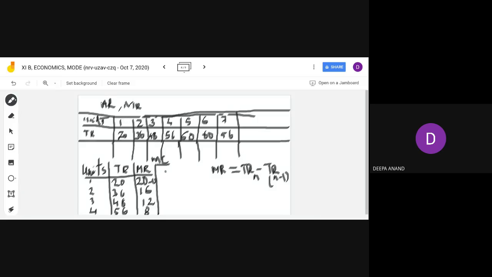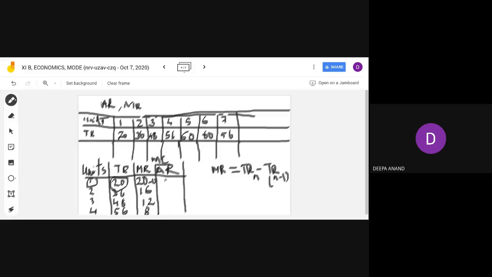And next, what are you asked? MR and AR. In AR there is no problem at all. Whenever average is asked, that is total upon the units: 20 by 1, 36 by 2, 48 by 3, 56 by 4. So what are the AR? Tell me the AR.